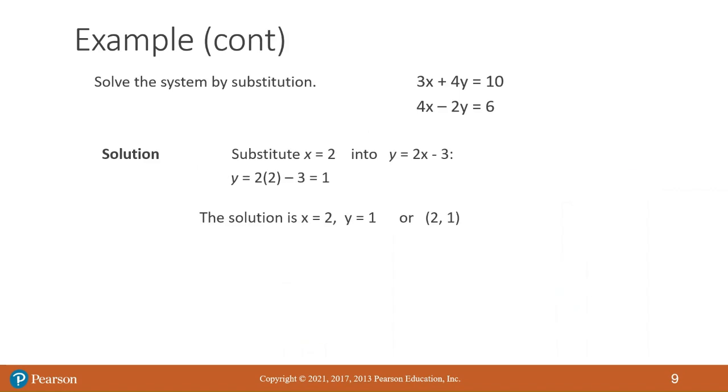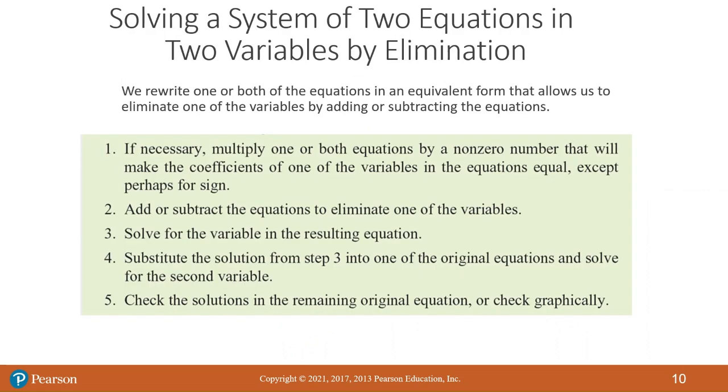You can see where I've solved for it on the second page here. Substitute x equals 2 into y equals 2x minus 3. You get y equals 2 times 2 minus 3, which is 1. So the solution set here is x equals 2, y equals 1, or (2, 1). Simple enough. Now, let's look at the elimination method.